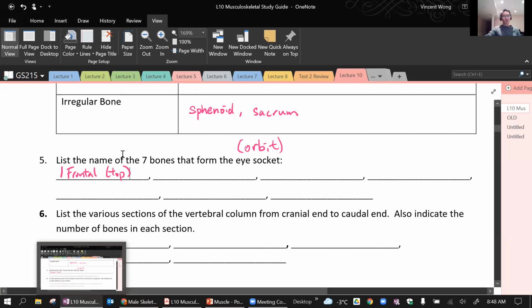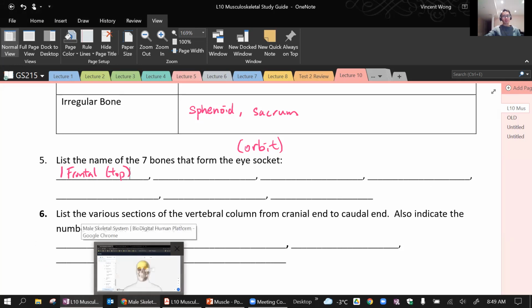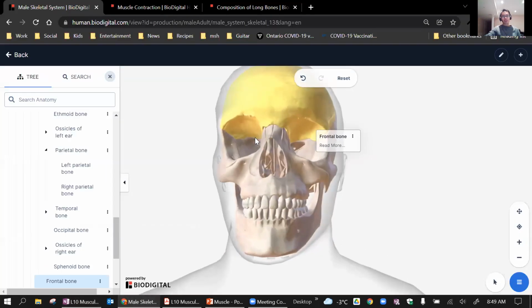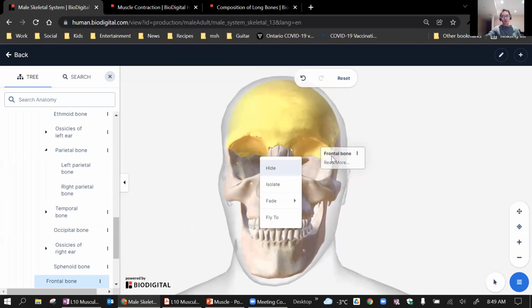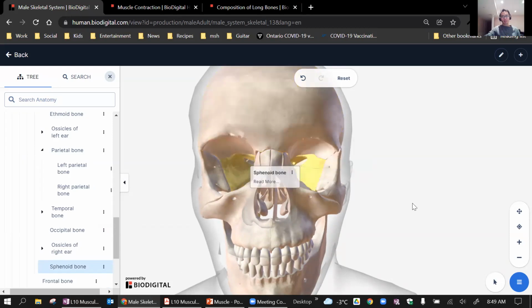Do you guys understand what I'm saying? And so you fill it in. I'm just going to point it out so you can see it as well. Frontal, the spelling is here. If you stare into the empty eye socket of the skull, you'll be looking at the sphenoid bone.